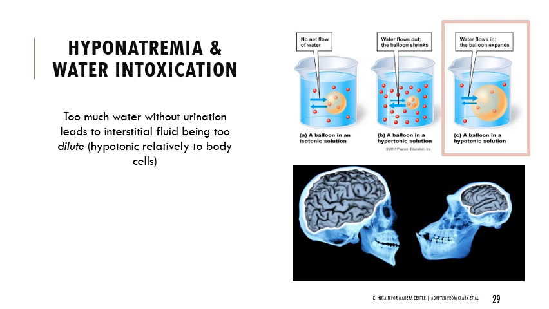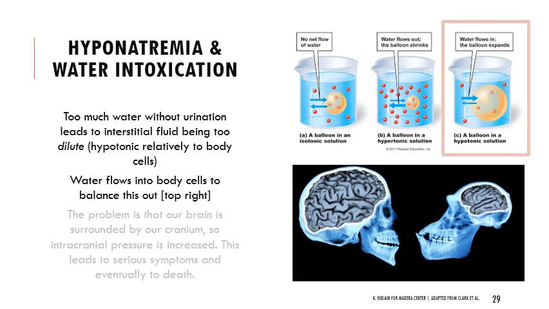So if you consume too much water and you don't urinate, that leads to your interstitial fluid, the fluid in your body, being too dilute. So it's hypotonic relative to your cells. So water is going to flow into the cells. It's going to flow into your body cells to balance this out. And that happens everywhere in your body, including inside of your brain.